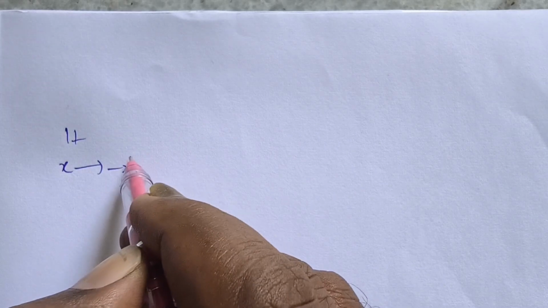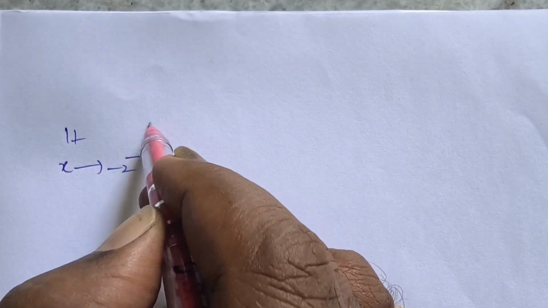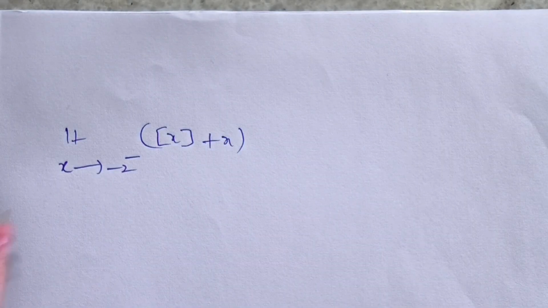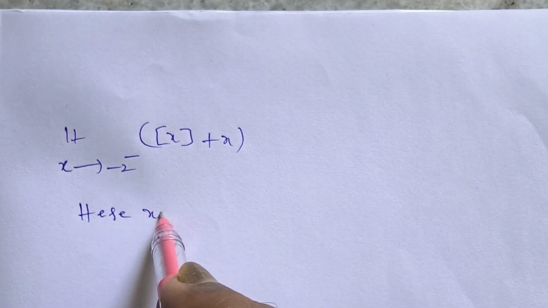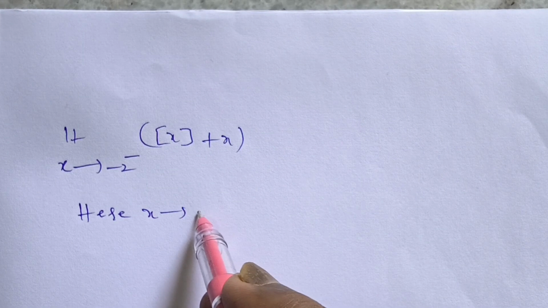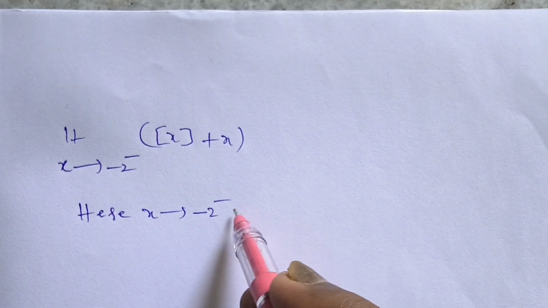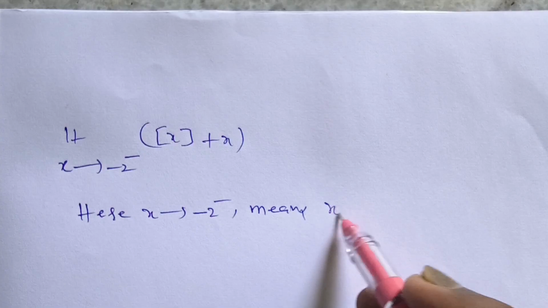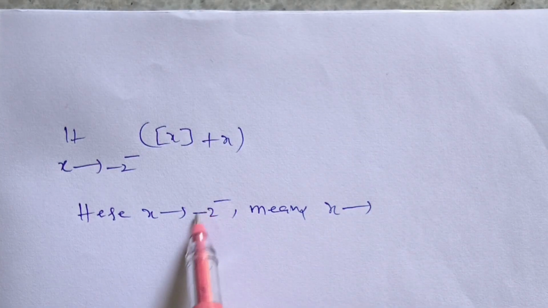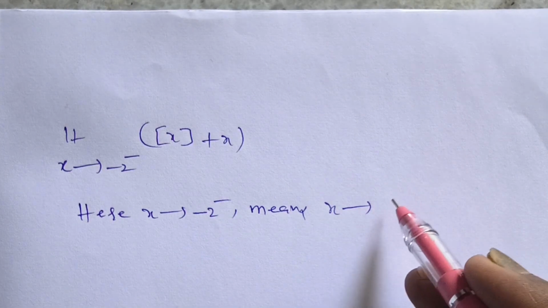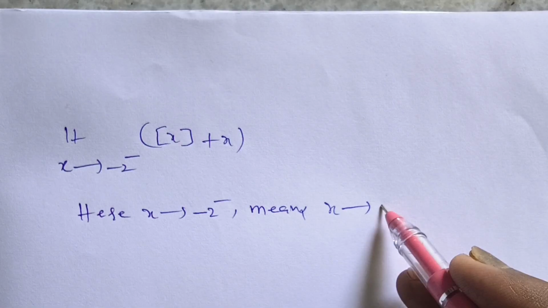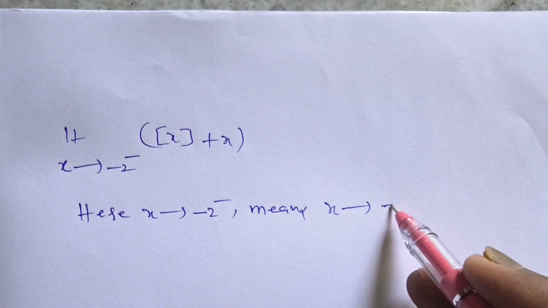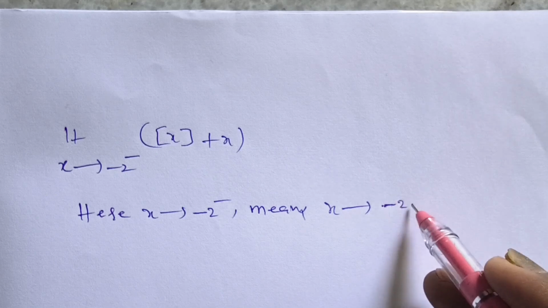The other part is also there, that is limit x tends to minus 2 minus of integral part of x plus x. Here, x tends to minus 2 minus means x values approach from less than minus 2 values. So what are the less than minus 2 values? Minus 3, minus 4, minus 5, like this.